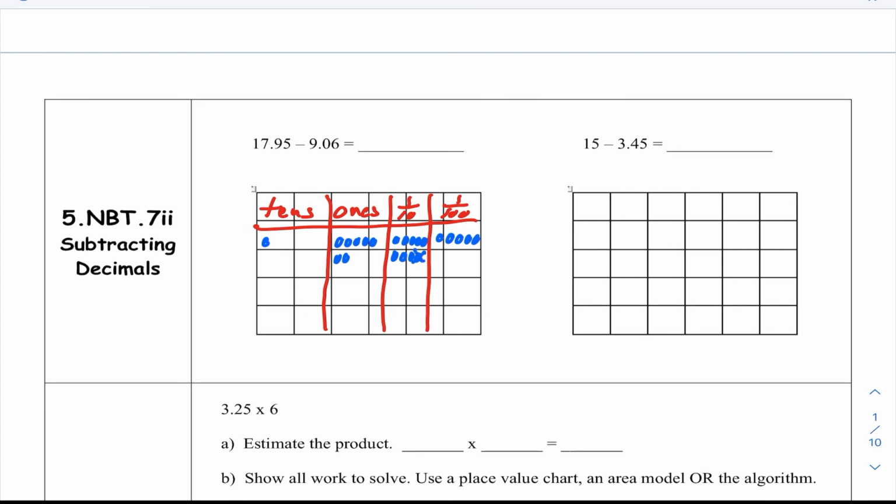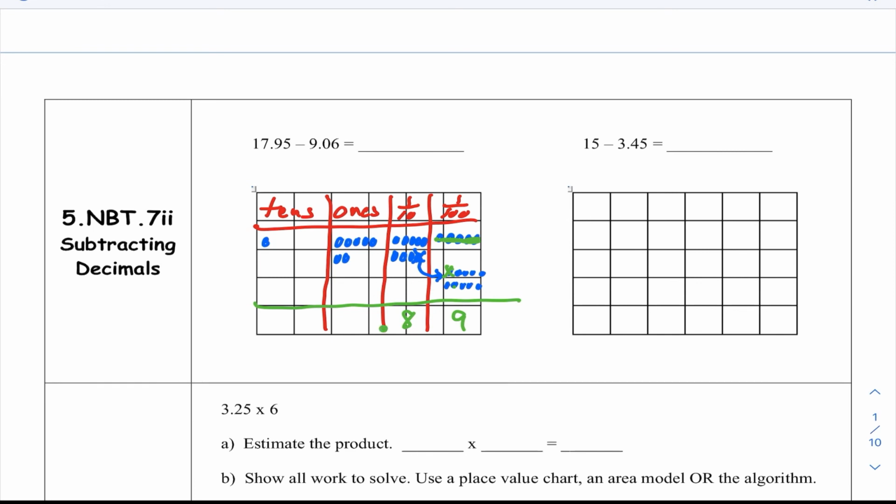So I'm going to cross off this tenth, and I'm going to move it over, and that's going to become 10 hundredths. And now I have 6 hundredths that I can cross off. So I can cross off these 5 hundredths and one of these. And so if you notice, I have 1, 2, 3, 4, 5, 6, 7, 8, 9 hundredths remaining. So I've eliminated my 6 hundredths, and I have 9 hundredths remaining. Now I need to take away 0 tenths, so now I just need to count my tenths. So 1, 2, 3, 4, 5, 6, 7, 8.